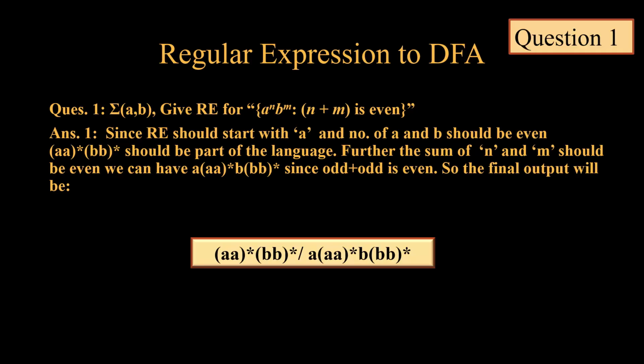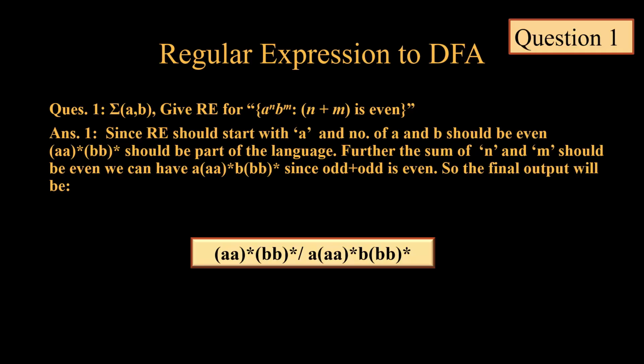Further, the sum of n and m should be even. We can have a star, b star. Since odd plus odd is also even, the final answer will be (aa)* (bb)*, or a(aa)* b(bb)*. Now the sum in both cases will definitely be even.